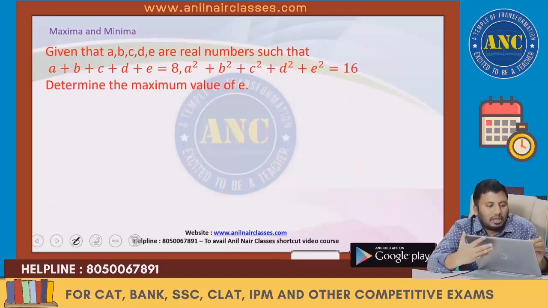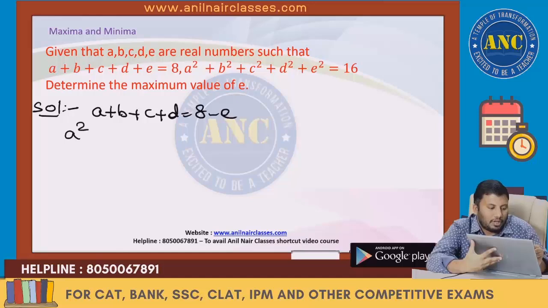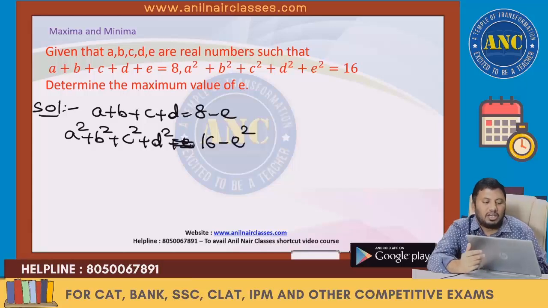Next one. See here. There are two equations that are given. A plus B plus C plus D, let me call it as 8 minus E. A square plus B square plus C square plus D square plus E square, it is nothing but 16.